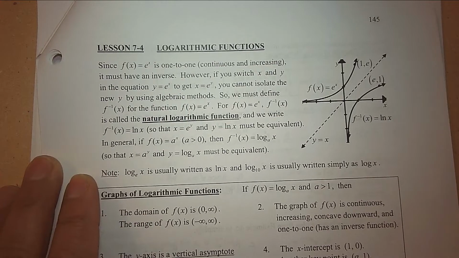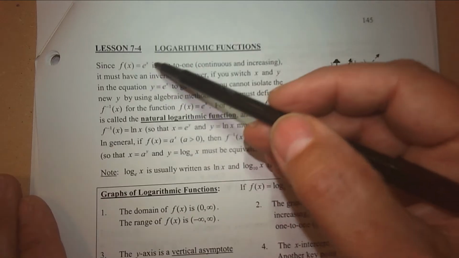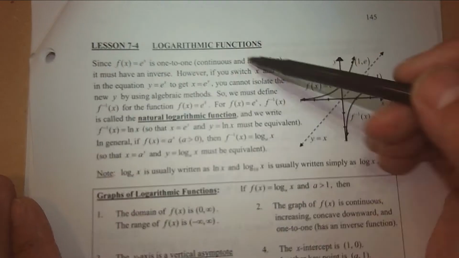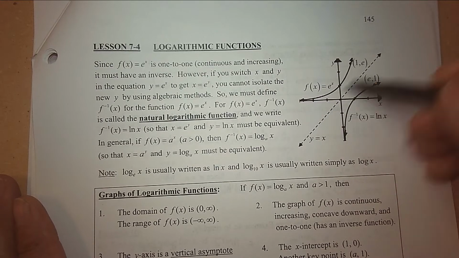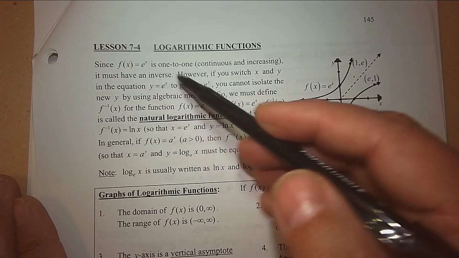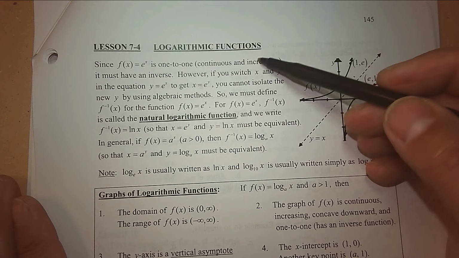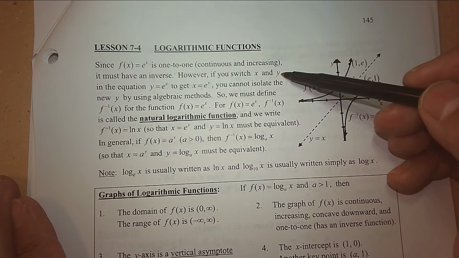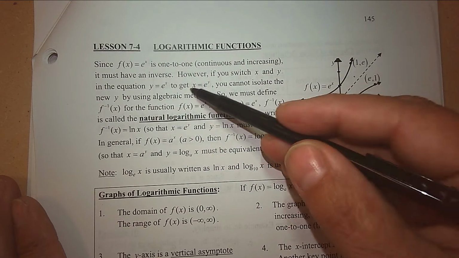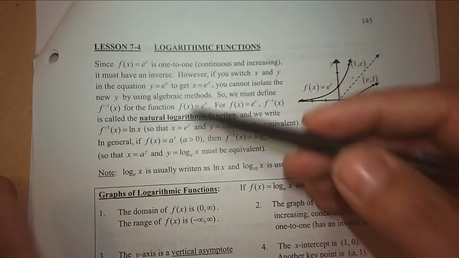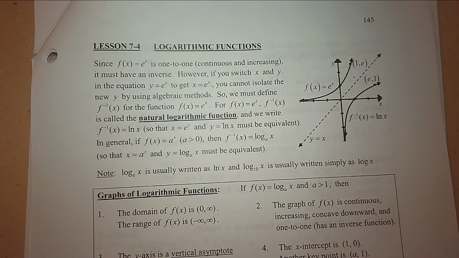So, since f of x equals e to the x is one-to-one, continuous and increasing, it must have an inverse. However, if you switch x and y in the equation, you get x equals e to the y. How would you get y by itself then? You need a logarithm, because a logarithm undoes an exponential.